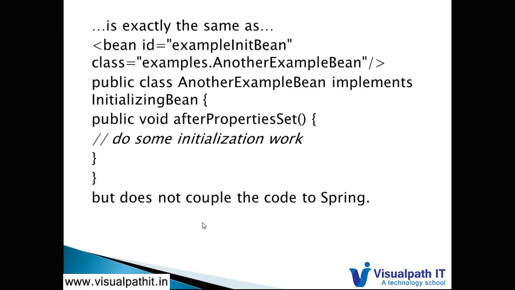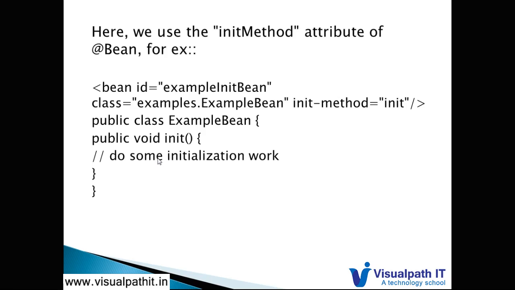It is exactly the same as using this: bean id is equal to exampleInitBean, class is this class name, public class AnotherExampleBean implements InitializingBean, that is public void afterPropertiesSet. So here some initialization code is there. Doing this is the same as this functionality, that is using afterPropertiesSet and doing the initializing code, but it does not couple the code to Spring. That is what is expected.